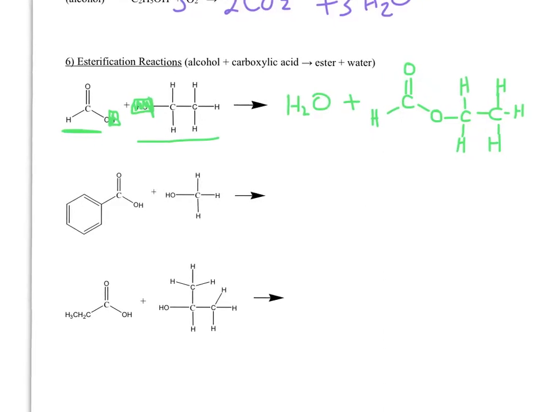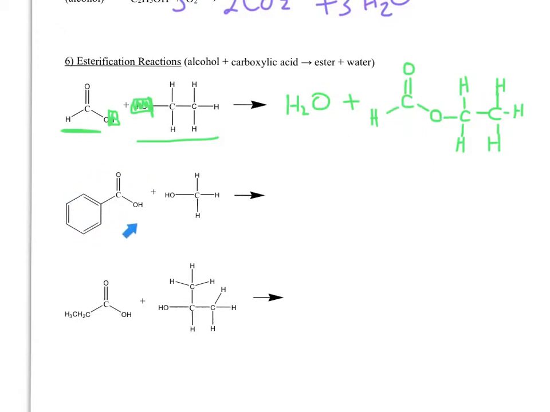Remember, an ester is where you have a C double bonded to an O, and then an O and a C. So it kind of looks like a ketone with a C double bond O, but it also looks like an ether because there's an O in between 2 carbons there. So this is called ethyl formate, and it's an ester. All right, let's look at the next one.